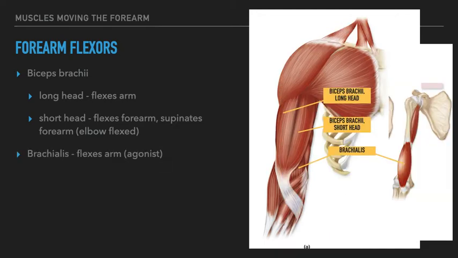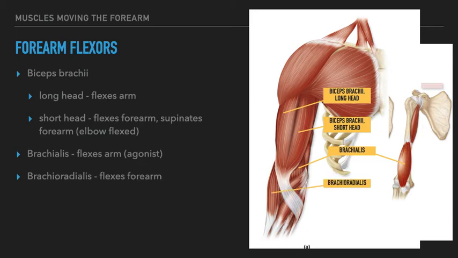So the next muscle I want to talk about is the brachialis. The brachialis is an agonist for forearm flexion. The origin of this muscle is the distal anterior surface of the humerus. You can see that slightly in this image here to the right. And then the insertion is the coronoid process of the ulna.